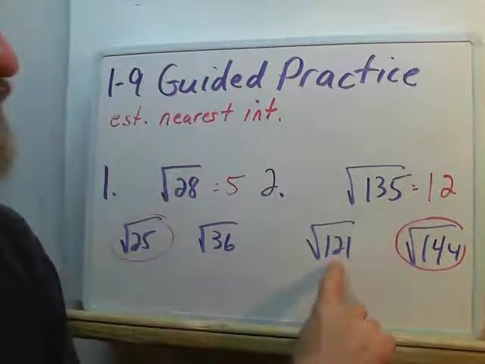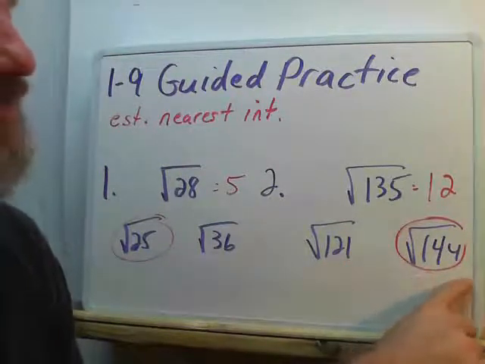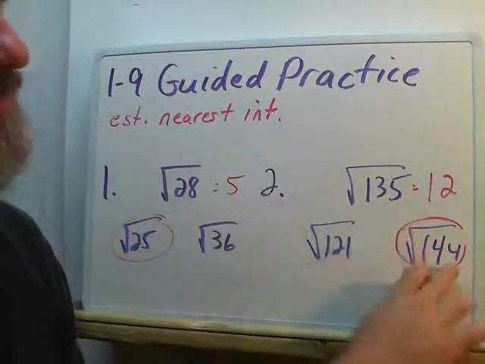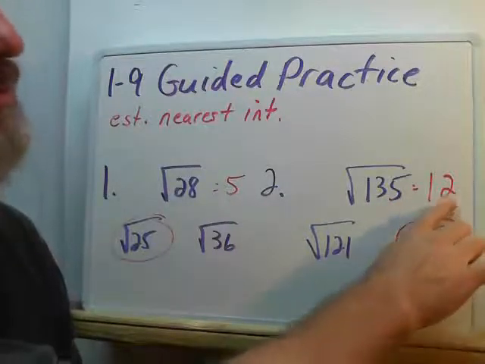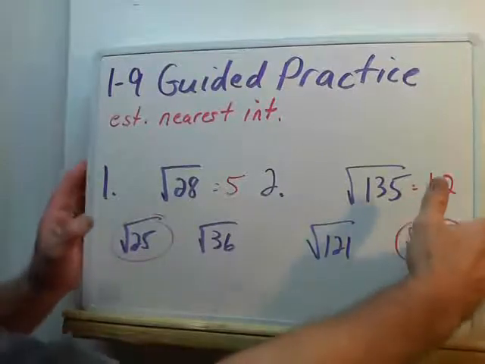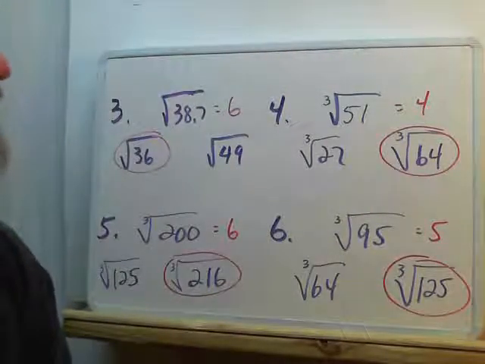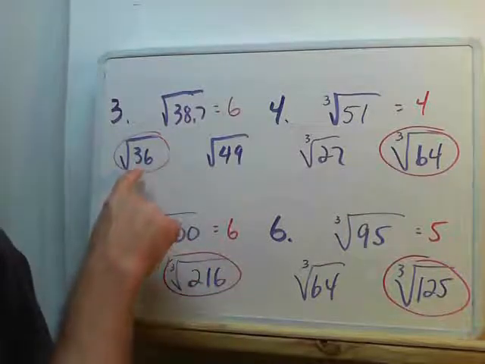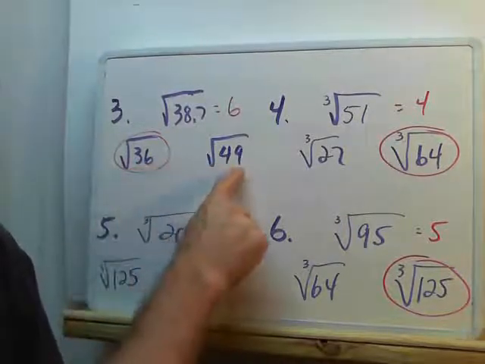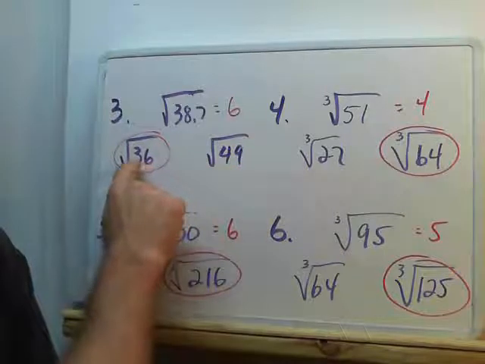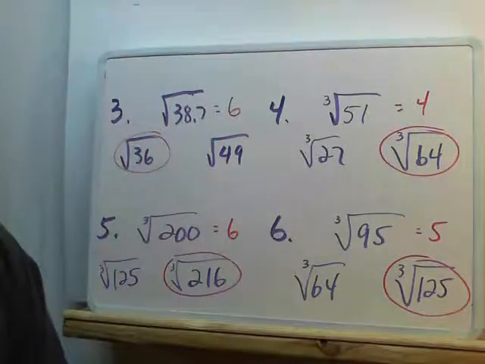Problem number 2, the square root of 135. Below we have square root of 121 and above 144. 135 is closer to 144, so we go with 12. Problem number 3, square root of 38.7. Below we have the square root of 36 and above square root of 49, much closer to 36, so we have 6 for an answer.